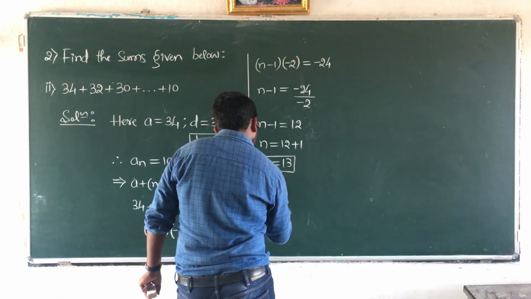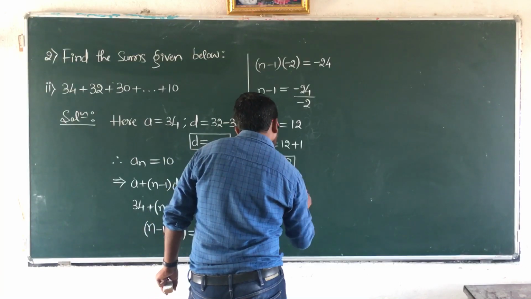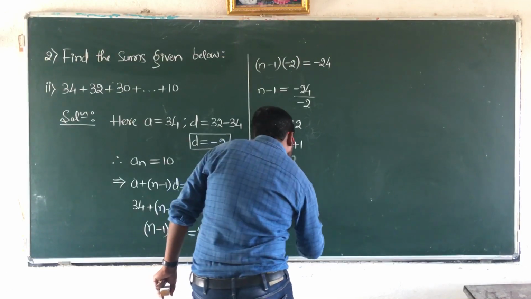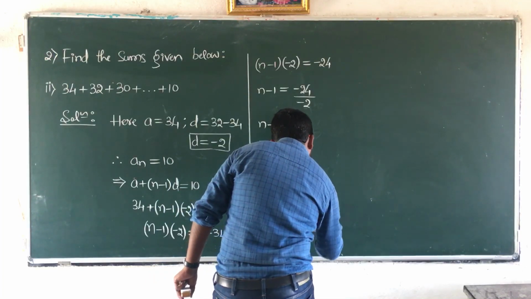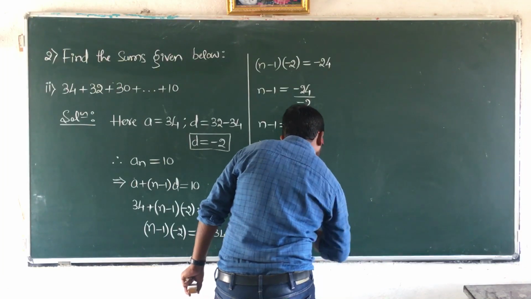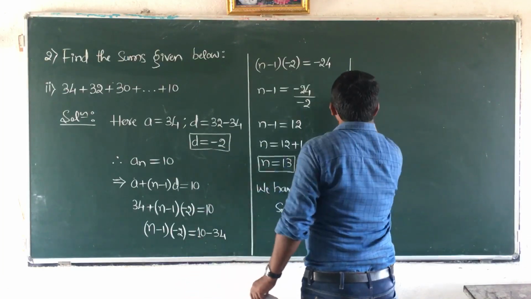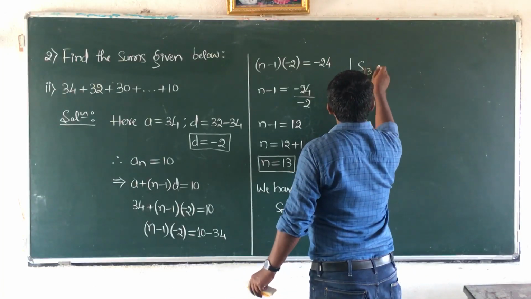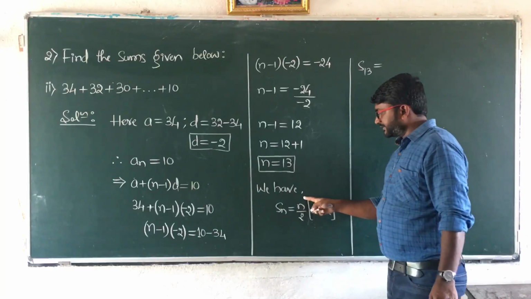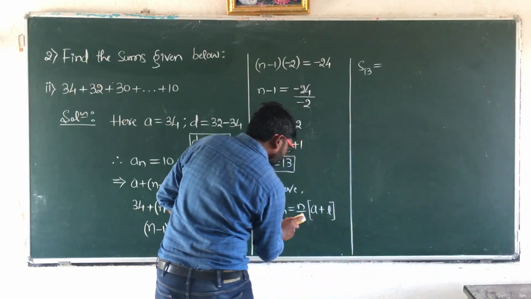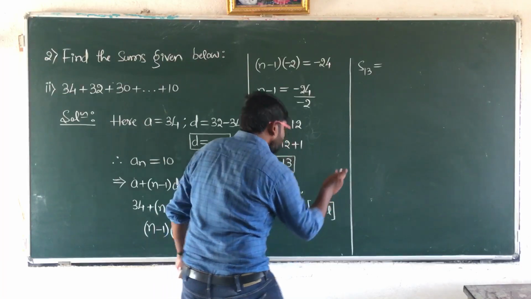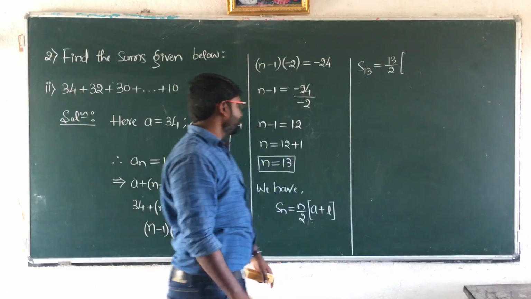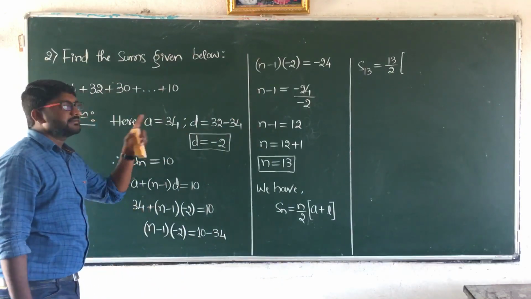We have Sn equal to n by 2 into the bracket a plus l. So now what is n here? n is 13. So it is 13 by 2, 13 by 2 inside the bracket a plus l. What is a here? a is 34.